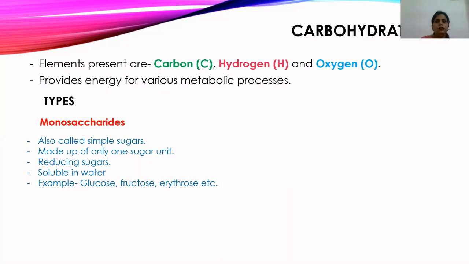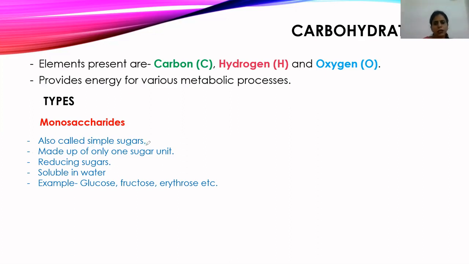Carbohydrates are actually of three types: monosaccharide, polysaccharide, and disaccharide. The meaning of the word mono is one, and saccharide means sugar unit. So a carbohydrate which is made up of only one sugar unit is known as a monosaccharide. They are also known as simple sugars. Why are they called simple sugars?